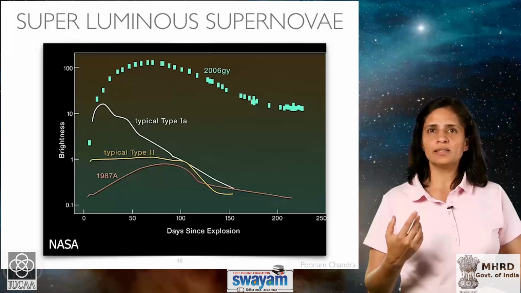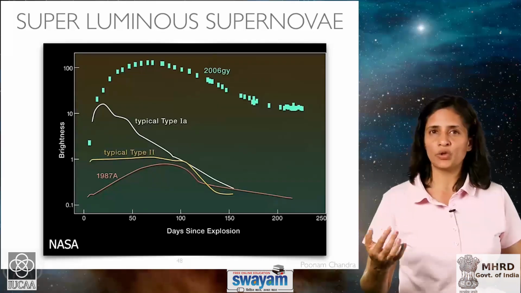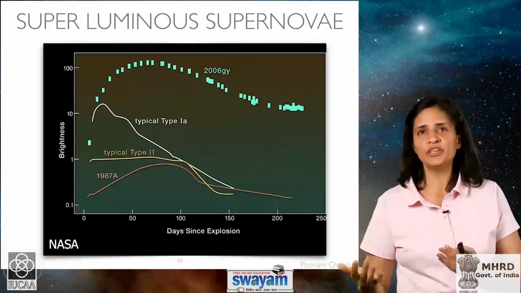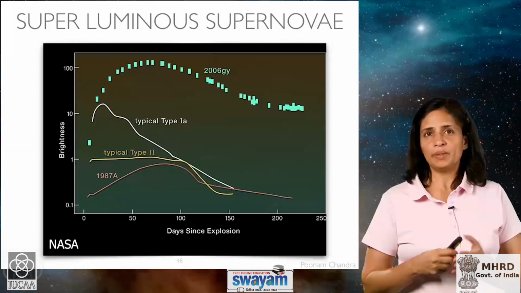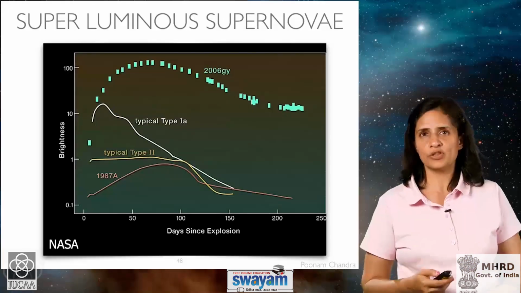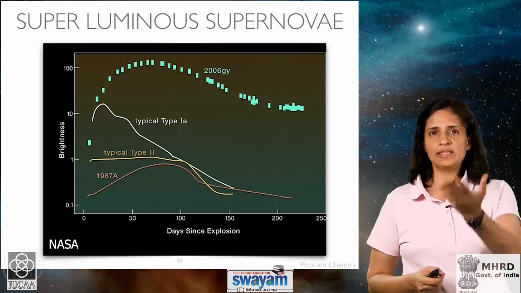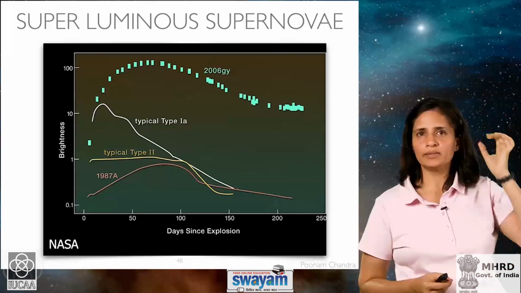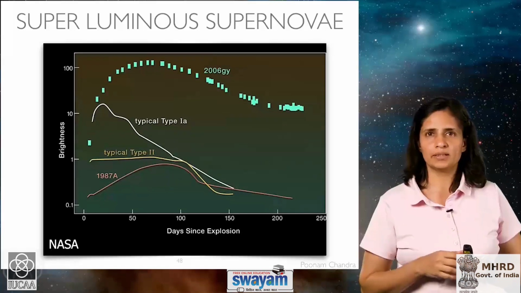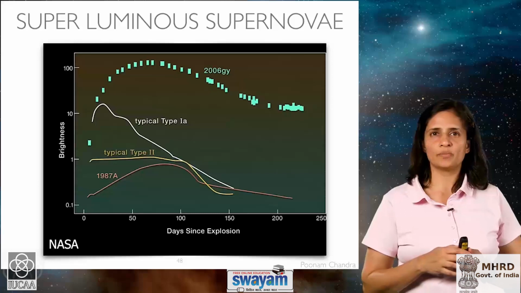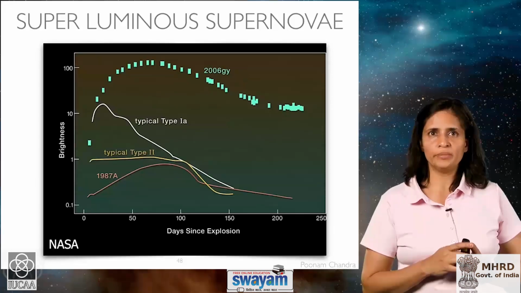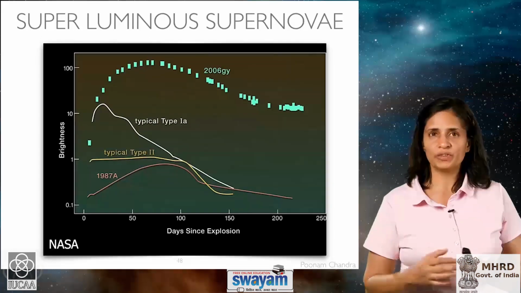So, this is in some sense a problem, because we are not able to explain them from the physics we know of. But they do exist, and they are realistic supernovae, and there are several such supernovae. One of them you can see in this plot, the highest one with the star points, which has much higher brightness. These are termed superluminous supernovae, because they are more luminous than normal supernovae.